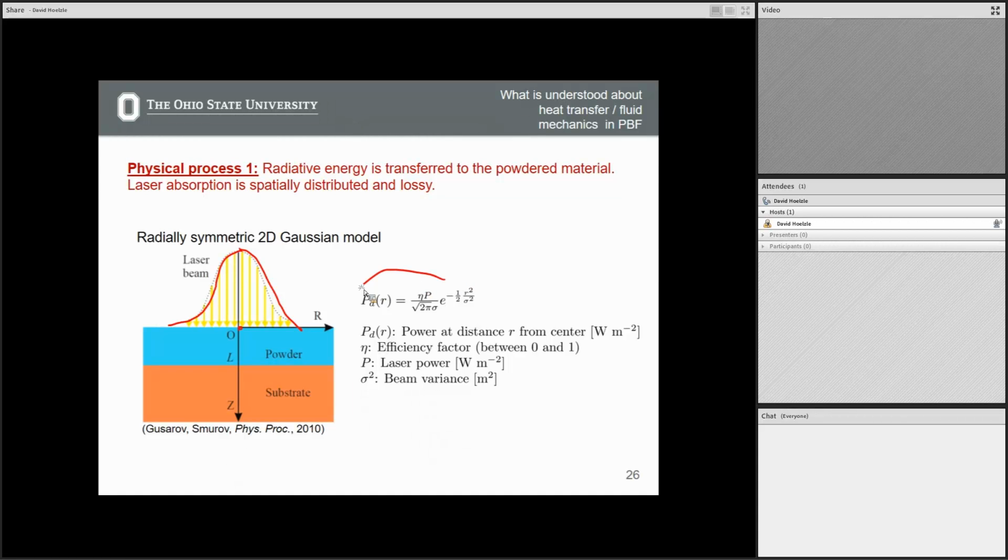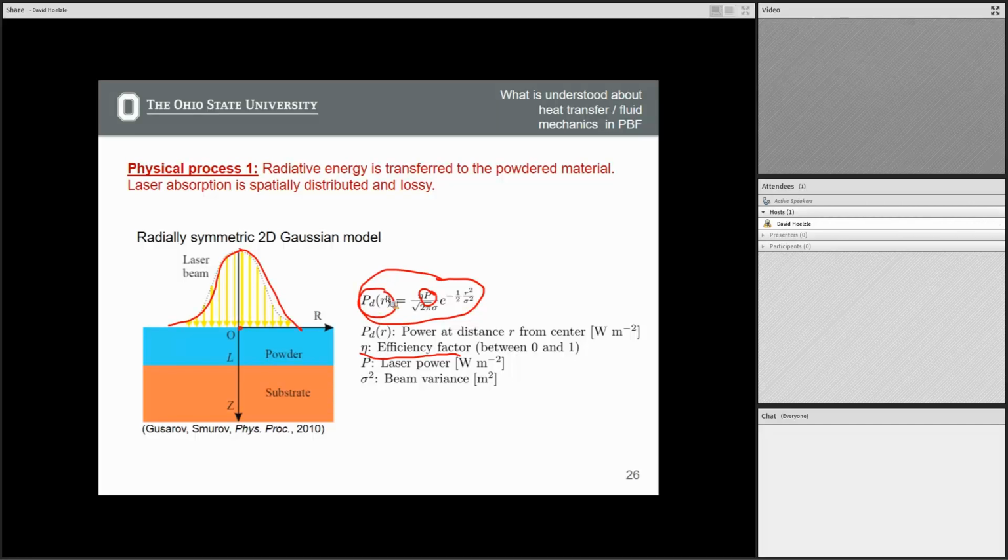This is something that we actually looked at quite a bit when we were looking at the introduction to PDEs. So this would be a 1D Gaussian or 2D, depending on how you specify this. But this would be the laser power. You have some sort of efficiency factor. I'll talk about that in a second. And then you have the radius or distance from the center, and then also the beam variance given by sigma squared. So this is your standard Gaussian distribution. And so what this is saying is that the power delivered by this laser is a function of the distance from the center of that spot of the laser.